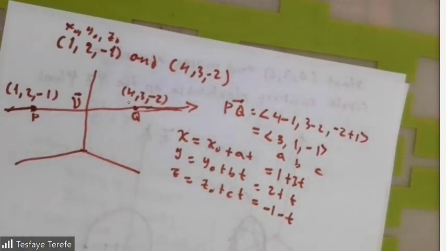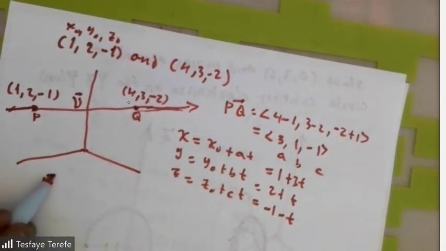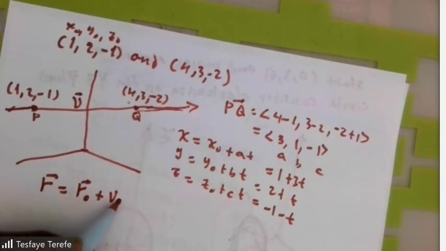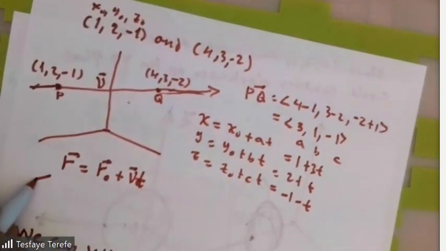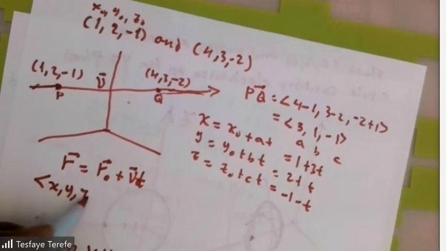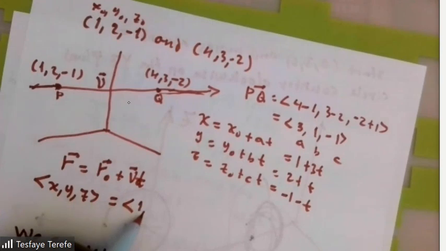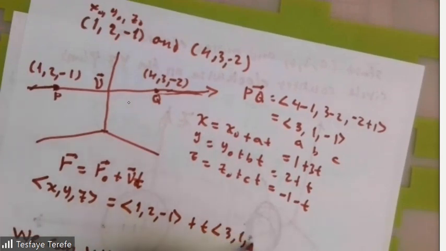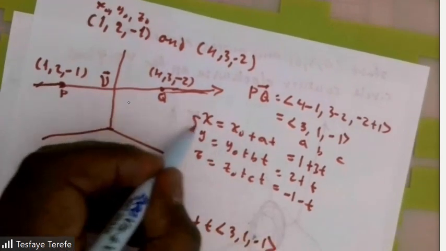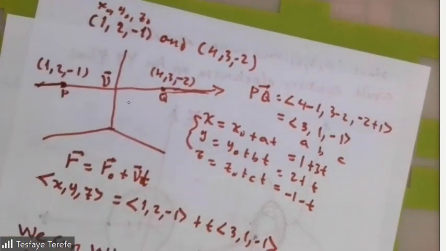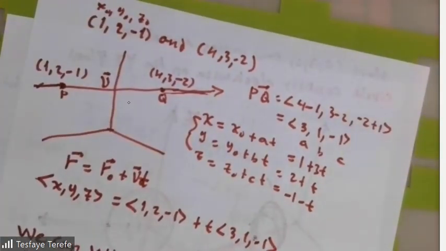And if you want to write it in a vector form, r equals r sub 0 plus vt. And r is x, y, z. And r sub 0, which is 1, 2, -1, plus t times those components 3, 1, -1. Either this or these are representing the same line.